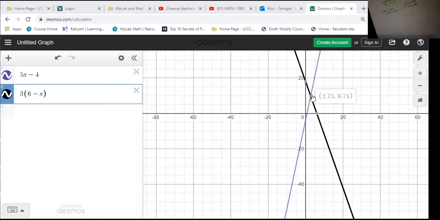What if I ask, when is f of x, which is the purple, greater than g of x? So when is this line greater than this line? Well, it's greater when it's above it. So here, from 2.75 with a parenthesis, now this keeps going this way, which is positive infinity. These numbers keep getting bigger as this goes. So from 2.75 to positive infinity.